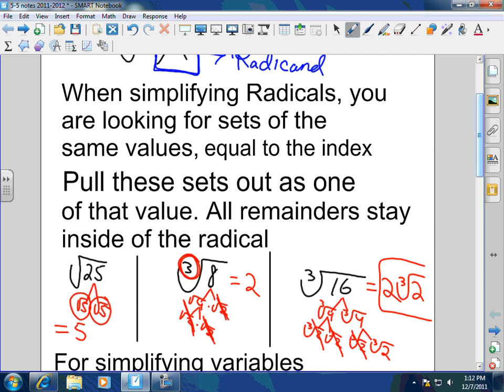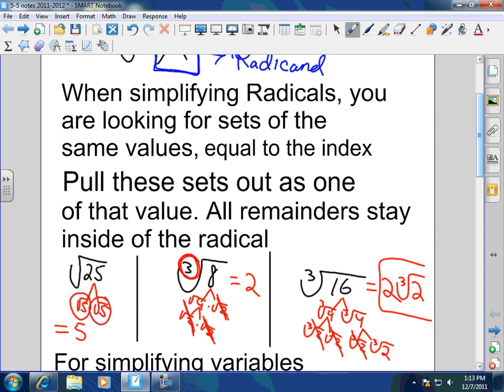Yes, sir. If there were 2 2's left over, then that'd be the cube root of 4, sir. Correct, my brother. You multiply the leftovers and you keep them inside the radical. Great question. Thank you. Yes, sir. If let's say there was 3 cube roots of 2 and 3 cube roots of 3, well then you pull out a 2 and a 3 and that'd be 6. Thank you, son.